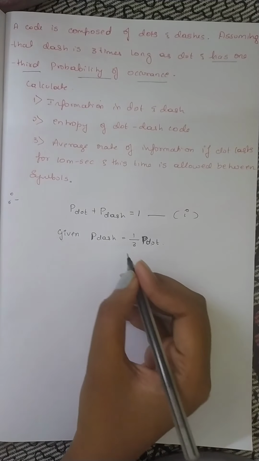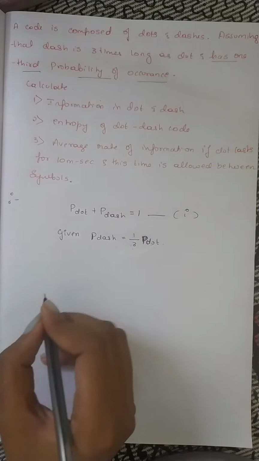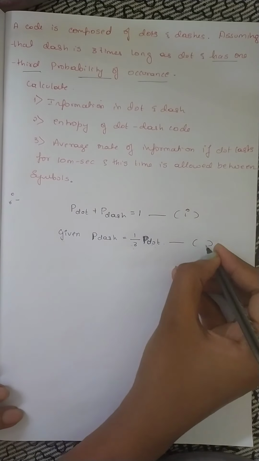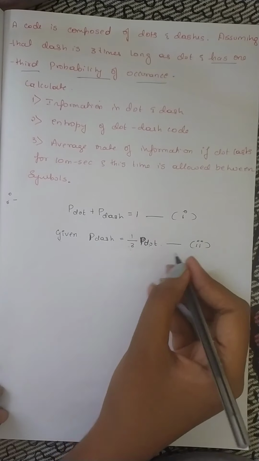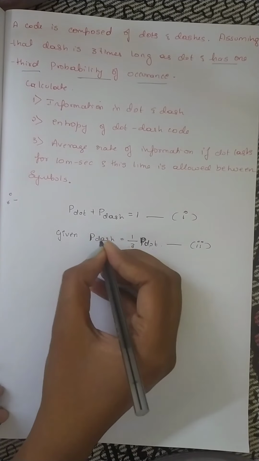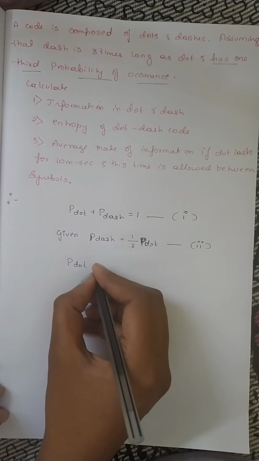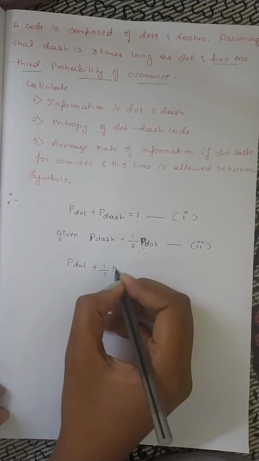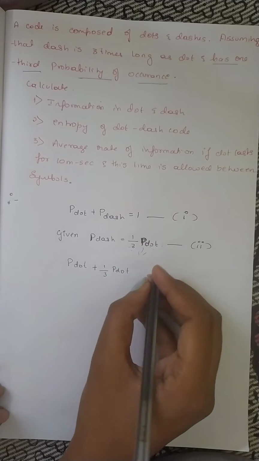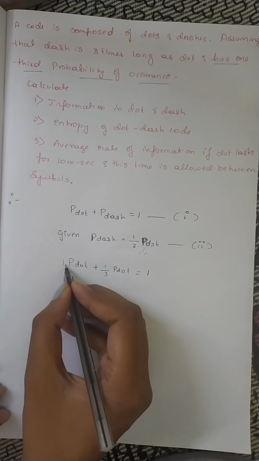Okay, so you can write it as p dash is equal to 1 by 3 into p dot. I'll take this as equation 1 and this as equation 2. So I can substitute this p dash in equation 1. I can rewrite equation 1 as p dot plus, instead of p dash, I'll substitute 1 by 3 p dot, is equal to 1.